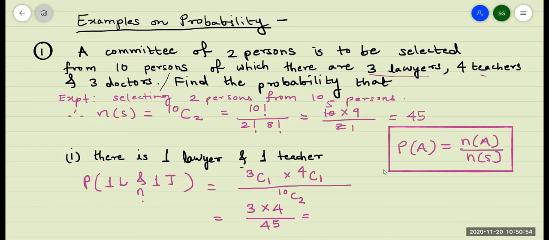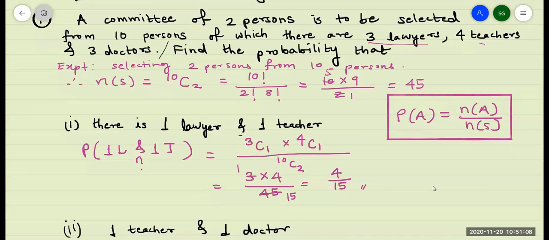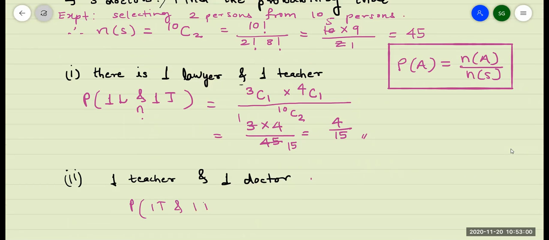And what we get is 4 by 50 is the answer. Now for one teacher and one doctor: one teacher from 4 teachers, so 4C1, and one doctor from 3 doctors, so into 3C1. So numerator actually doesn't change, isn't it? And therefore the final answer would be same.